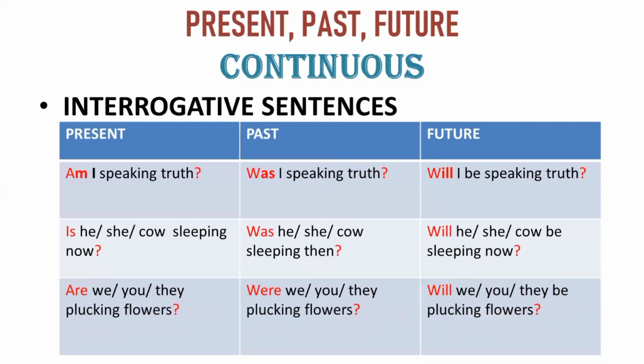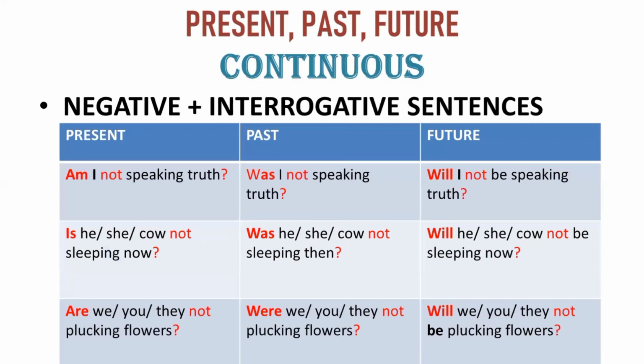Moving on to interrogative sentences. Interrogative, again, is very easy in continuous because only the helping verb has to be shifted to the first position. And then at the end of the sentence, you have to use a question mark. So the first sentence in present becomes, am I speaking truth? In past, it becomes, was I speaking truth? And in future, it will be like this, will I be speaking truth? And then the other sentences will also be formed in the same way, that is, bringing the helping verb to the first position and your sentences are formed.